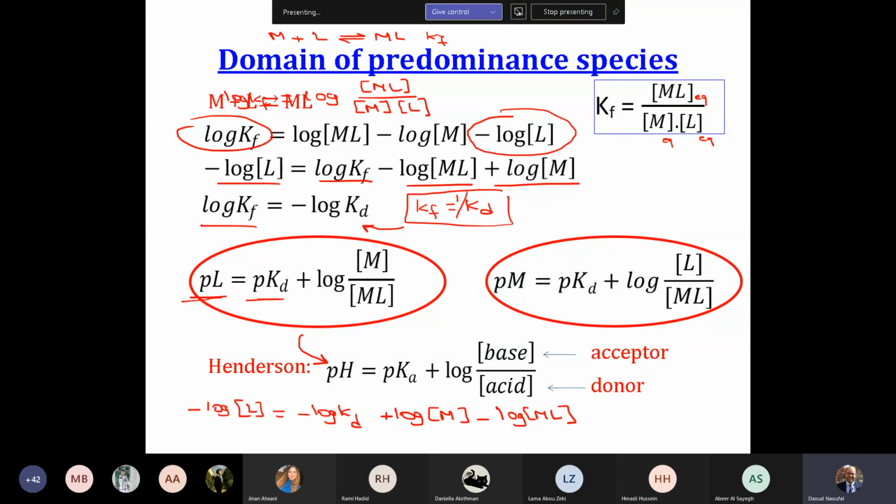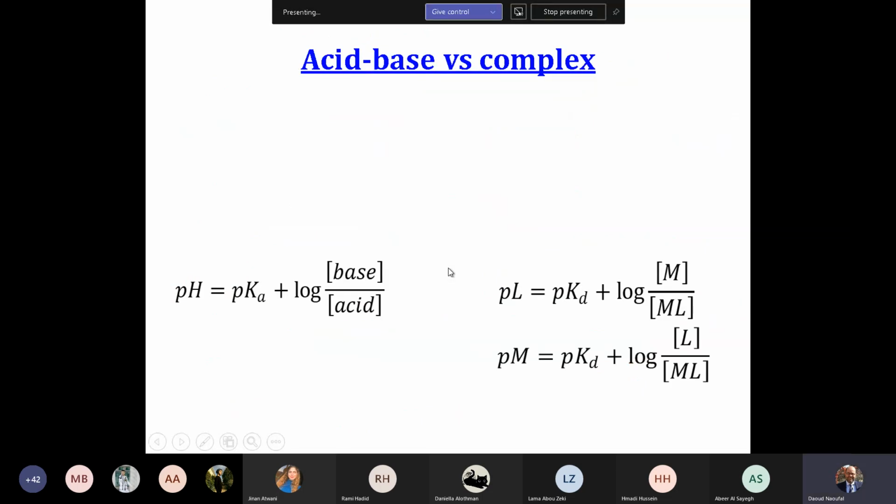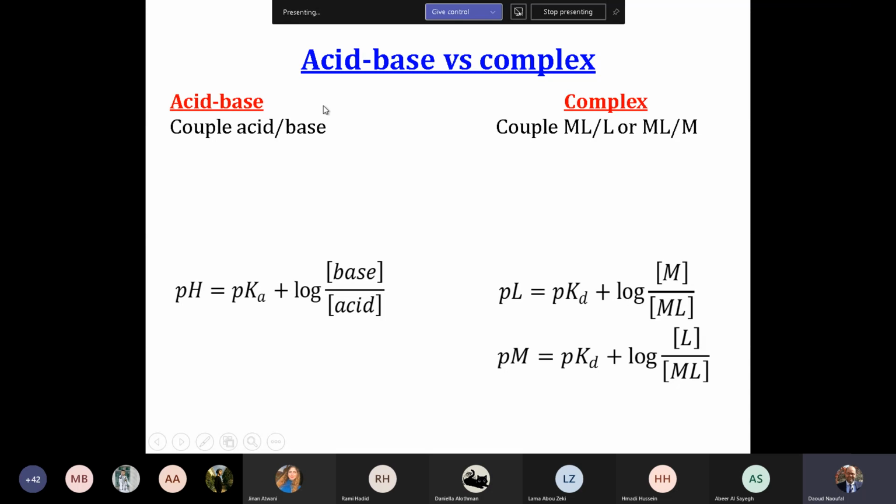Which of these two formulas will be used? It depends on the request in the exercise. It depends on the questions of the exercise. Sometimes you are asked to calculate PL. In other examples, you are asked to calculate PM. So this is the analogy between acid-base and complex.